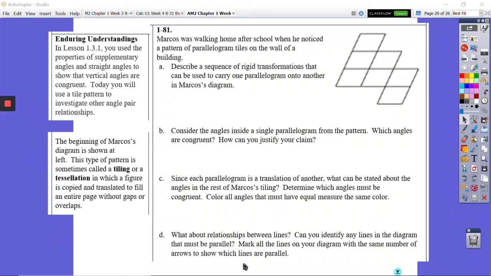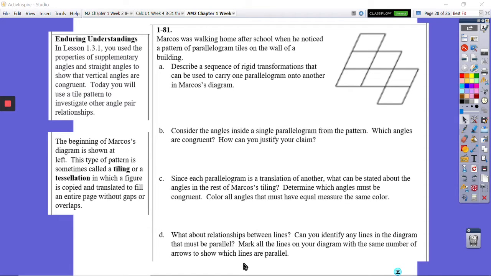So we're going to be talking about lesson 1.3.2 in this video. The things we need to remember from lesson 1.3.1 are that we learned properties of supplementary angles and straight angles, and we showed that vertical angles were congruent. Today we're going to figure out some other angle pair relationships.